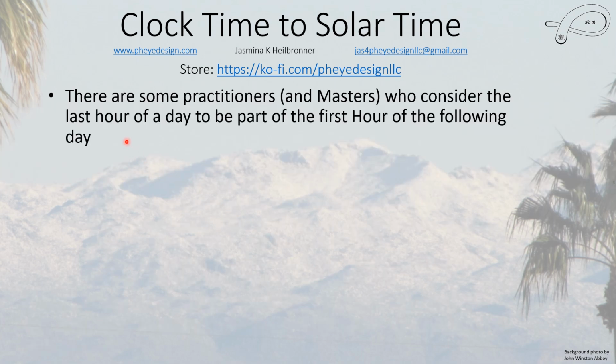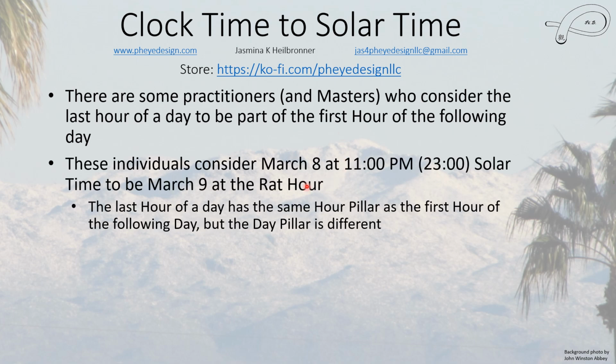Now, there are some practitioners and masters who consider the last hour of a day to be part of the first hour of the following day. This gets even more complicated, but it's okay. These individuals would consider March 8th at 11 p.m. to be the solar time. If this were the solar time, it would actually be March 9th at the first hour, the rat hour. The last hour of a day has the same hour pillar as the first hour of the following day, but the day pillar would be different if you were to stick it in any of the free BaZi calculators that I know of, unless they state something specifically about this.